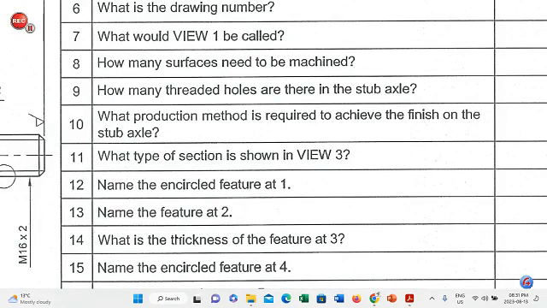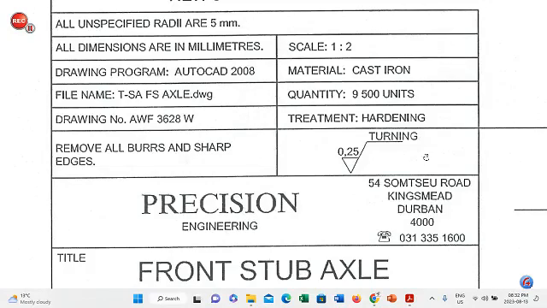Question number 10. What production method is required to achieve the finish on the stub axle? Now if you go to your title panel, you will find that this is the machining symbol, which shows the turning there on top as your production method, which you are going to use during the finishing process of your stub axle. So your answer, turning.